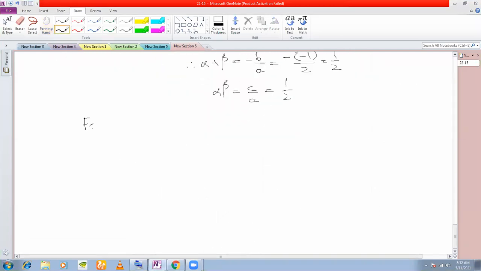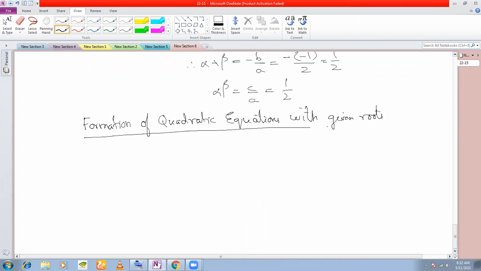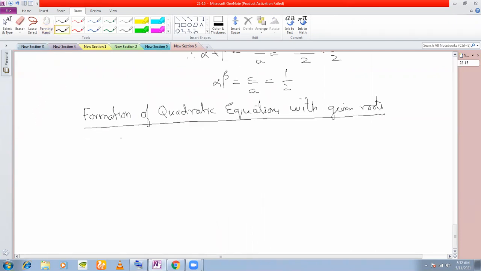Formation of quadratic equations with given roots. Okay, all this I have discussed in tomorrow's video, which I'm going to send you. I just want to take note of this together so that later on you don't have problem with the concepts. And then when I take live classes, I will be discussing this.